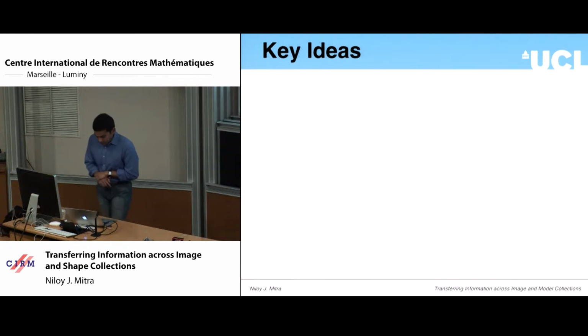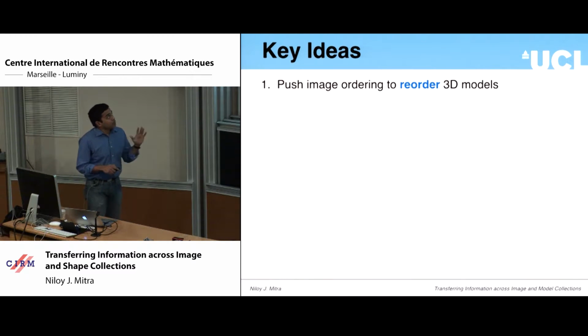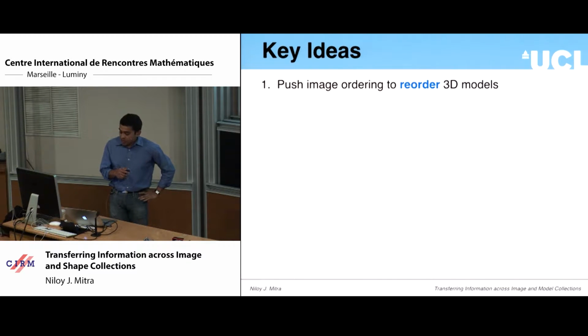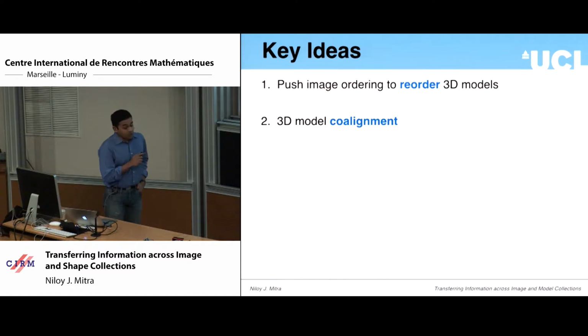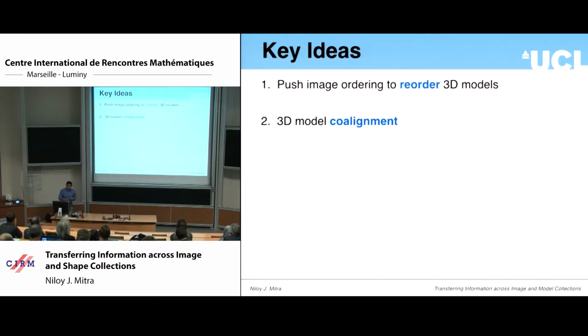So what are the key ideas? There are 4 main steps, and some are more like steps, and some are more like insights. The first one, which is quite standard by now, is we want to use the image information to sort out the 3D models. Then we would like to do the co-alignment of these 3D objects.